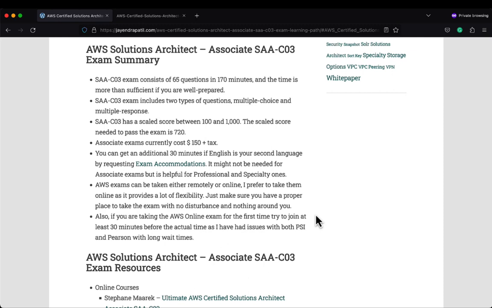The associate exams are currently priced at $150 plus tax. You can get an additional 30 minutes if English is your second language by requesting exam accommodations. I have included the link in my blog post. AWS exams can be taken either remotely or at a test center. I usually prefer to take them online as it provides a lot of flexibility.